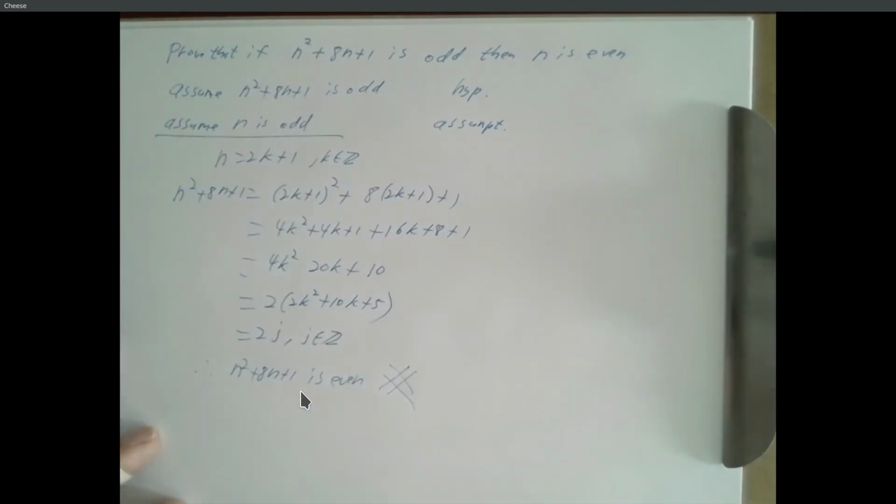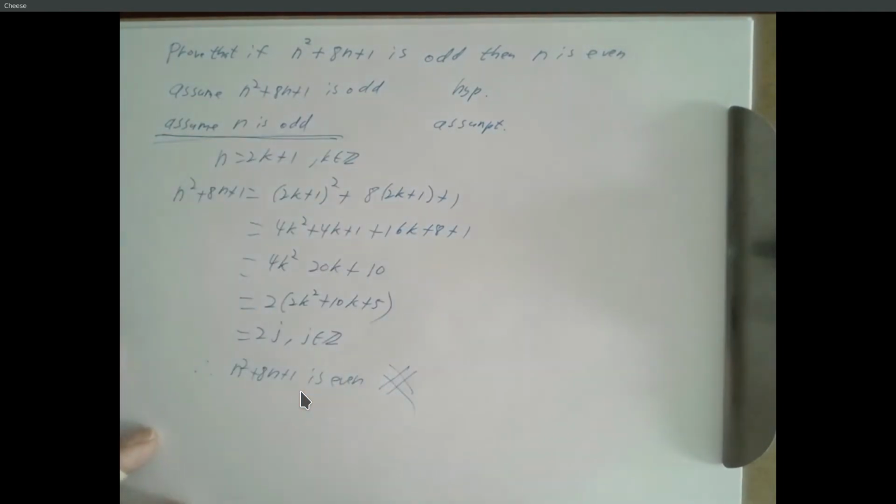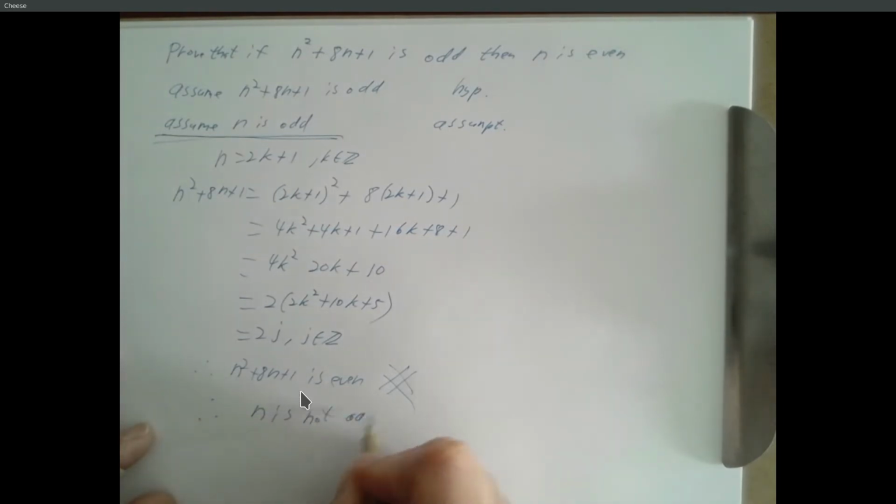Right, so this is a hypothesis. This was a random assumption, and we got to a contradiction. So our random assumption must have been wrong. Therefore, n is not odd. Therefore, n is even. And that's what we wanted to show.